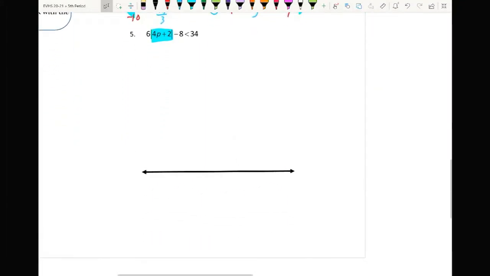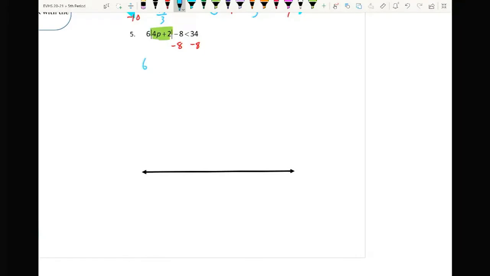Okay, number 4 is going to involve a little bit more work. Remember, our goal is to get the 4p plus 2 by itself before we do anything else. So, if I was to pretend like that was just its own variable, like for example, if this was just 6x minus 8 is less than 34, what would I do first to get the x by itself? Well, I would add that 8. After I've added 8, then what would I do? I divide by 6. So I'm going to do the exact same steps here to get the absolute value by itself.